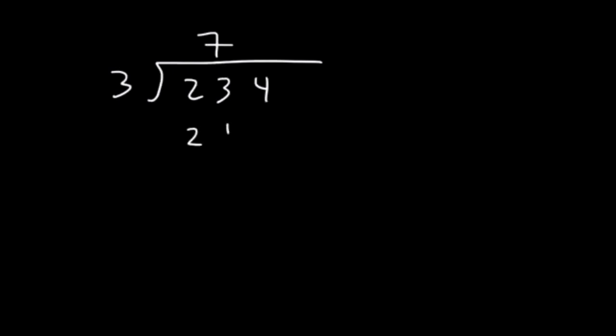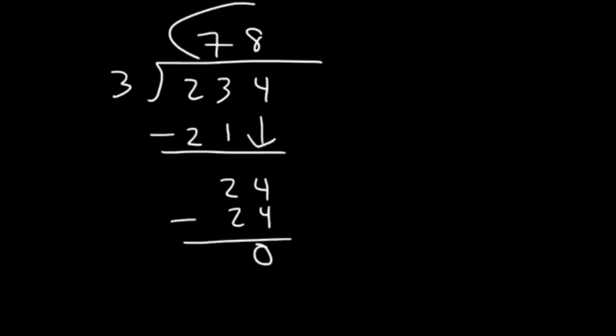Now let's confirm it using long division. 3 goes into 23 7 times. 3 times 7 is 21. 23 minus 21 is 2. Bring down the 4. 3 times 8 is 24. So as you can see, this is equal to 78.